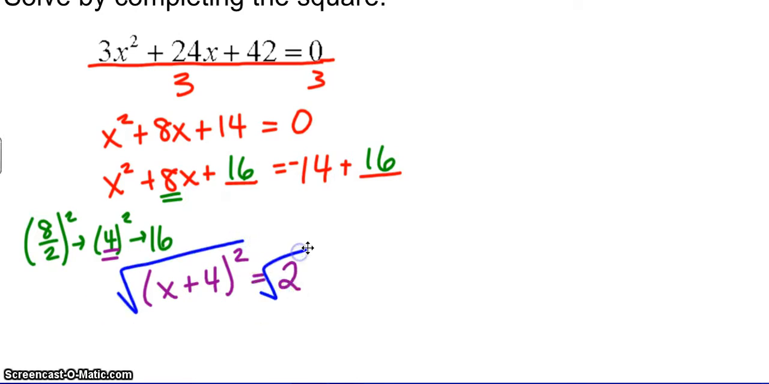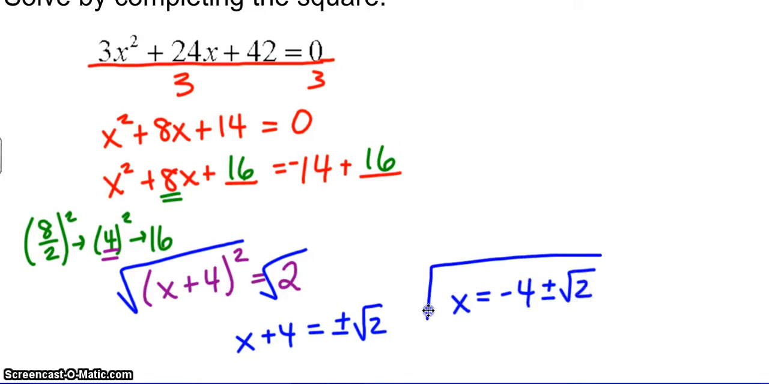Take a square root, since we have perfect squares on both sides. x plus 4 equals plus or minus root 2. x equals negative 4 plus or minus the square root of 2. Final answer.